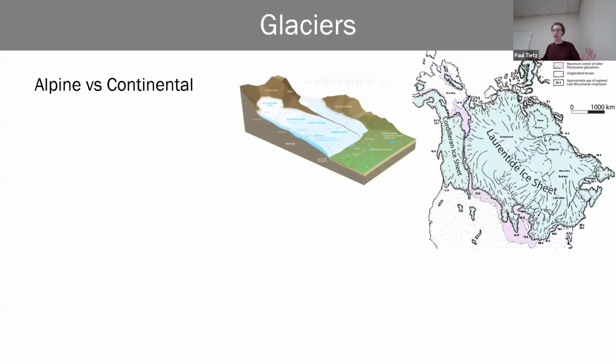So then this whole entire wall of ice begins to just flow across the landscape. Then you have a continental glacier.